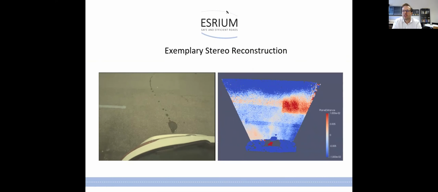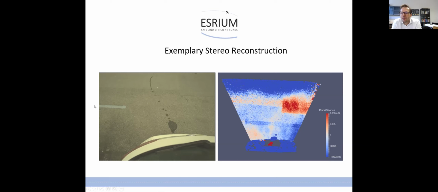Here one can see an exemplary stereo reconstruction. Here we are using both the left and right cameras of the stereo system, do a matching, and then a 3D reconstruction of the surface. What one can see here is that one can get a very subtle height offset. By the pure eye, it is not really visible that this patch of asphalt on the top right has a different height than the other ones. And the stereo system can actually resolve that.